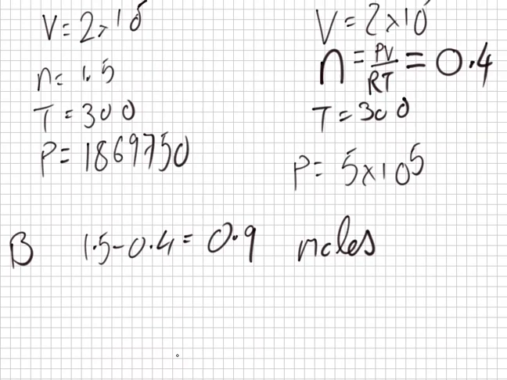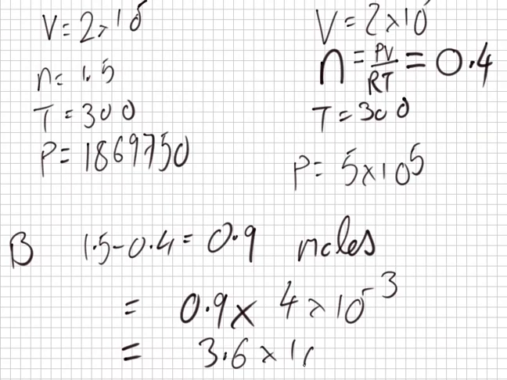So we just do 0.9 times the molar mass, which was given as 4 times 10 to the minus 3. That's 3.6 times 10 to the minus 3. What happens here is 0.9 moles left the tank, and they want to know what's the mass of this. So I multiply by the molar mass it's given.